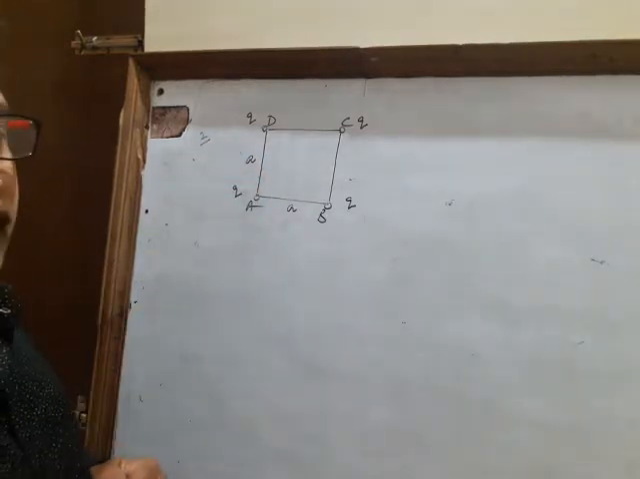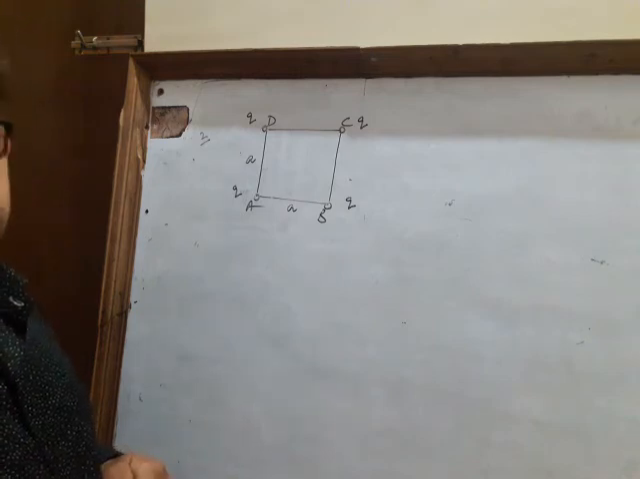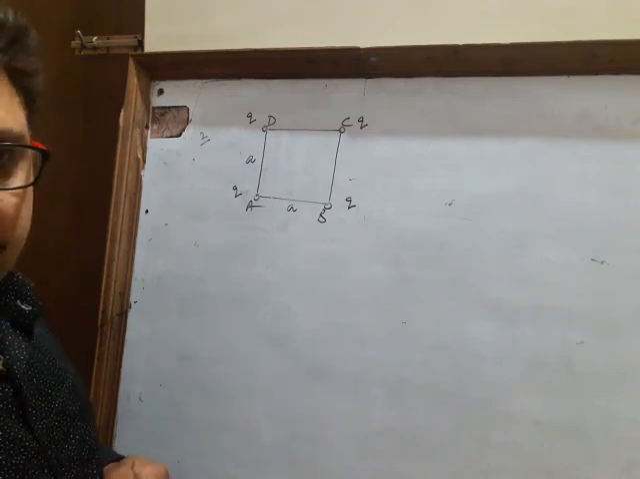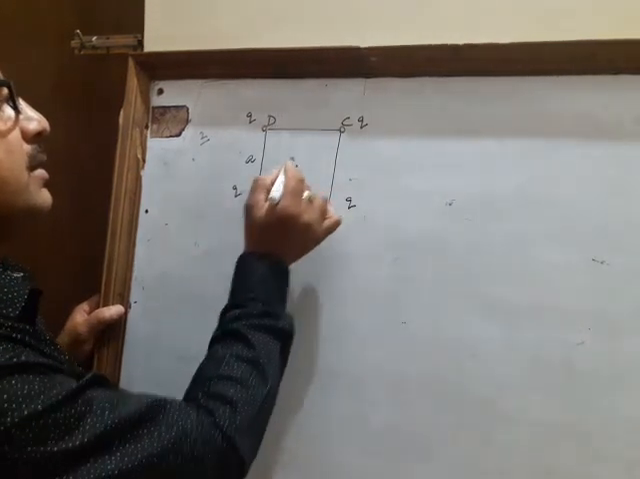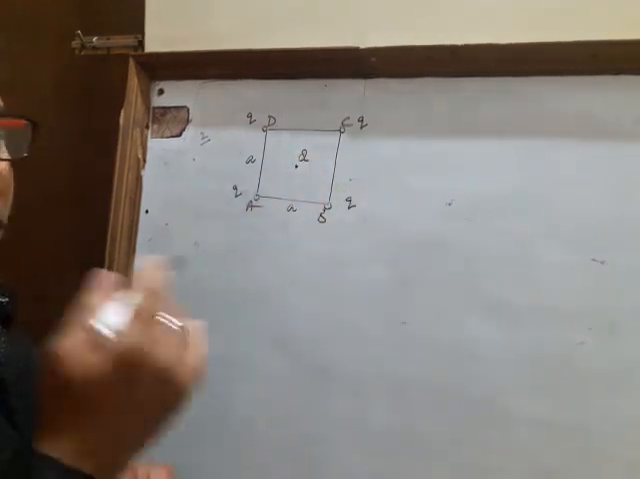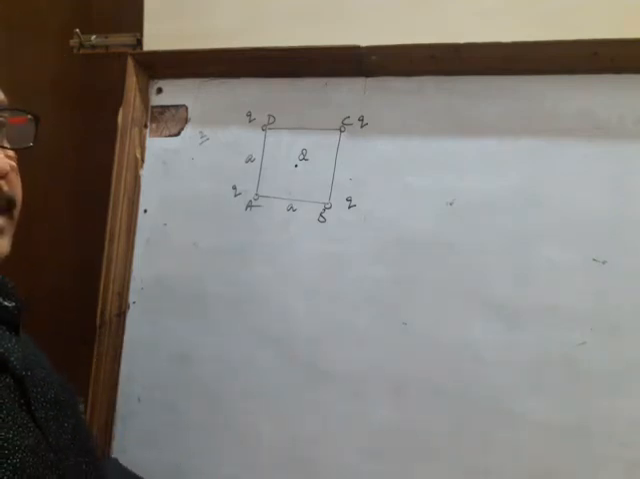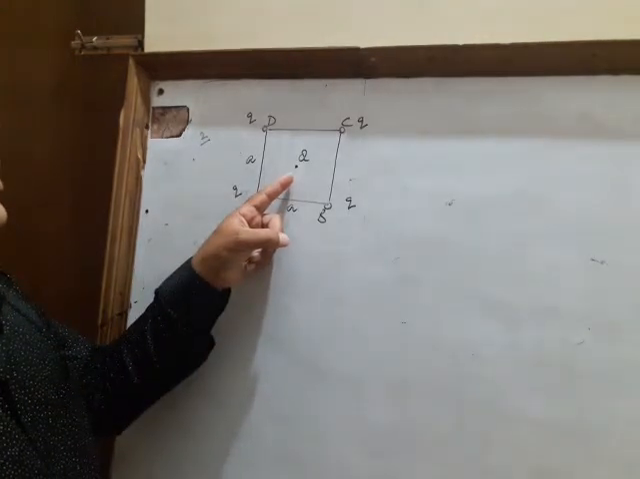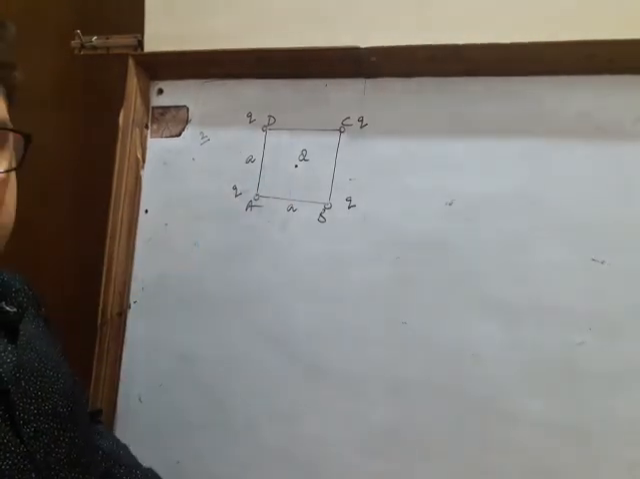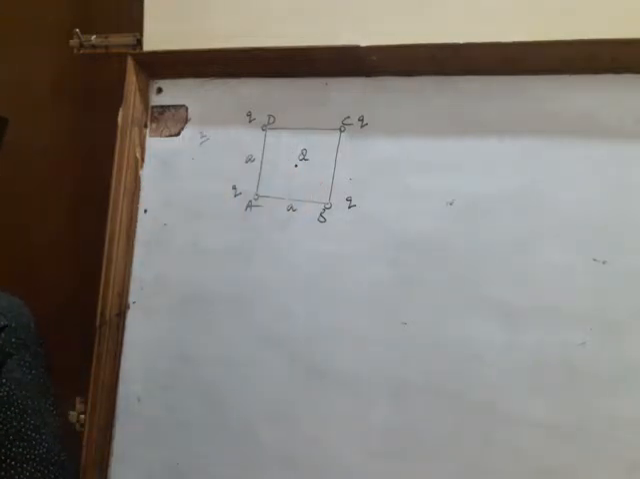Now the question is, what must be the nature of the charge and magnitude of the charge which should be placed at the center of the square so that the whole system is in equilibrium? I hope you have understood the question. What must be the nature and magnitude of the charge that must be placed at the center of the square so that the whole system is in equilibrium?